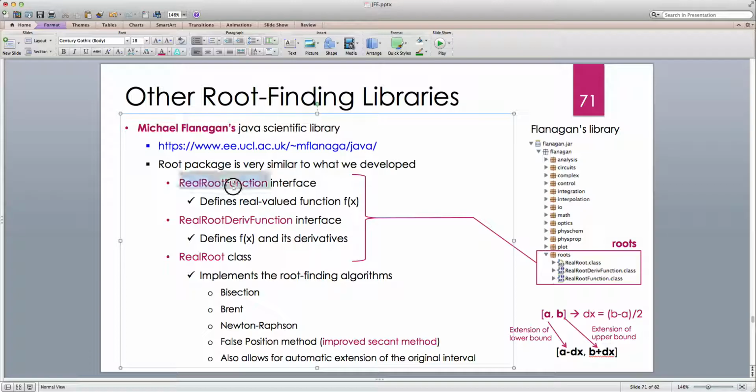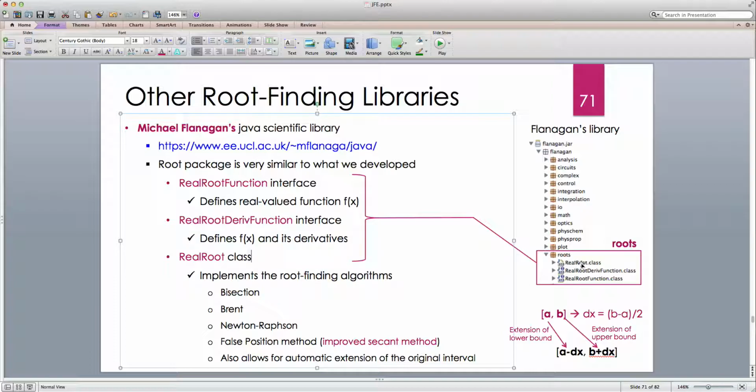So it has a real root class, which is an interface, a functional interface, and defines a real valued function. You supply a real double value and it returns a double value for the function. And there is another functional interface, real root deriv function. This has deriv in the name, exactly like what we implemented. It basically defines the function and all its derivatives, so it returns an array of double values.